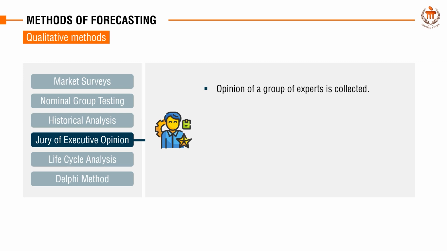The jury of executive opinion is a qualitative forecasting method where the collective opinion of a group of experts or senior executives is used to estimate future outcomes. In this method, experts from relevant fields such as marketing, finance, and operations share their insights based on experience, market knowledge, and industry trends. These opinions are then synthesized to create a forecast. For example, in a company launching a new product, executives from sales, marketing, and R&D might collaborate to predict sales performance based on their respective expertise and understanding of market dynamics.